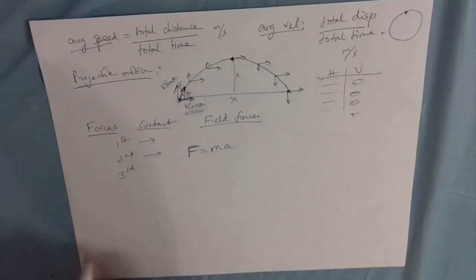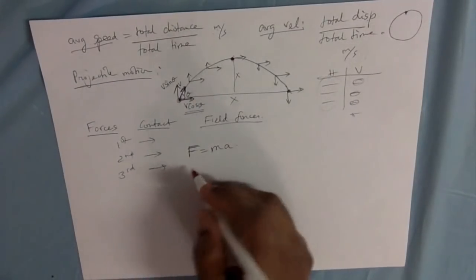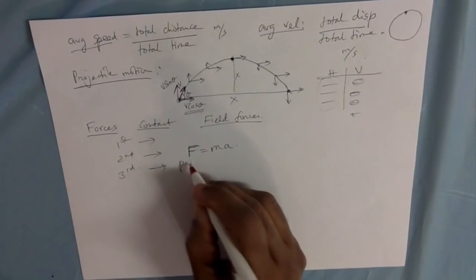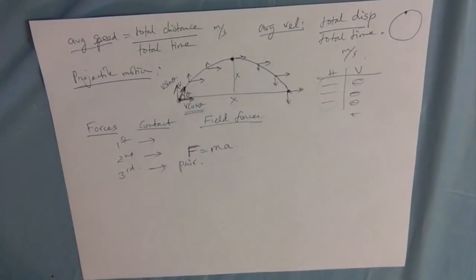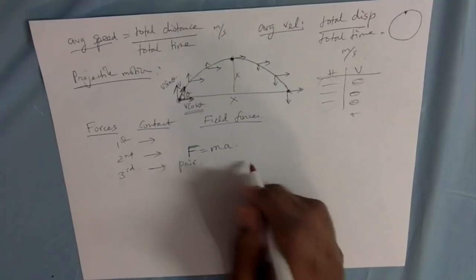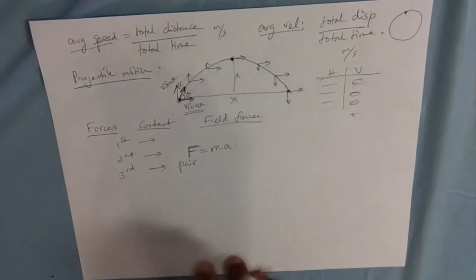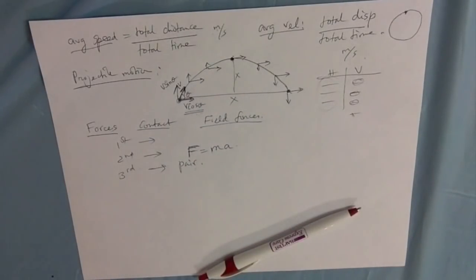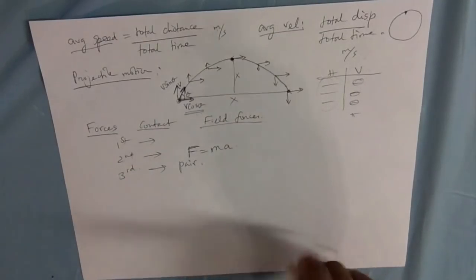So F is equal to ma is the second law. The third law talks about pairs of forces. These are called Newton's third law pairs. For every action, there is an equal and opposite reaction. So the action and reaction pairs are what we talk about. And a typical pair is this.